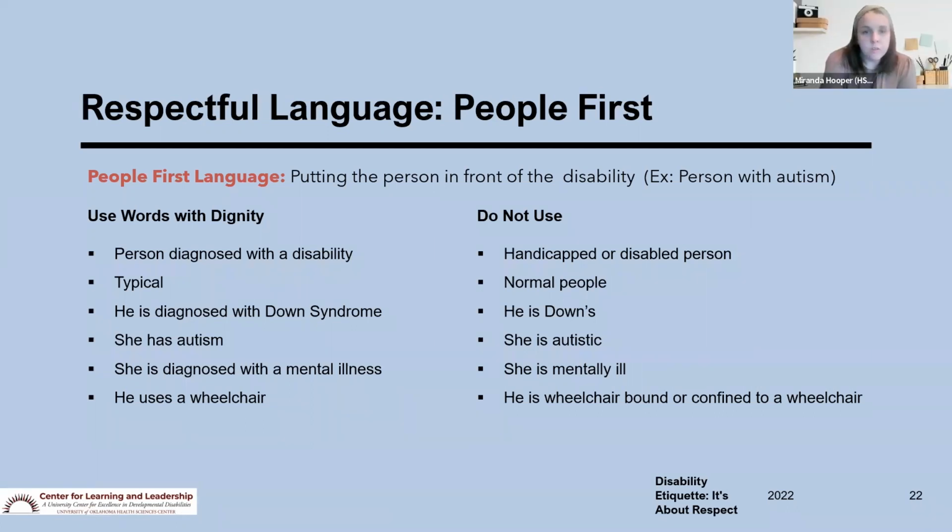So there's two schools of thought on respectful language. For the longest time, we just had people first language. This is putting the person in front of the disability. And Wanda touched on this earlier. The thought is that the person is more than just their disability. So such a good example is a person with autism, or he is diagnosed with Down syndrome. She's diagnosed with a mental illness. He uses a wheelchair. Again, he's not wheelchair bound or confined to a wheelchair.